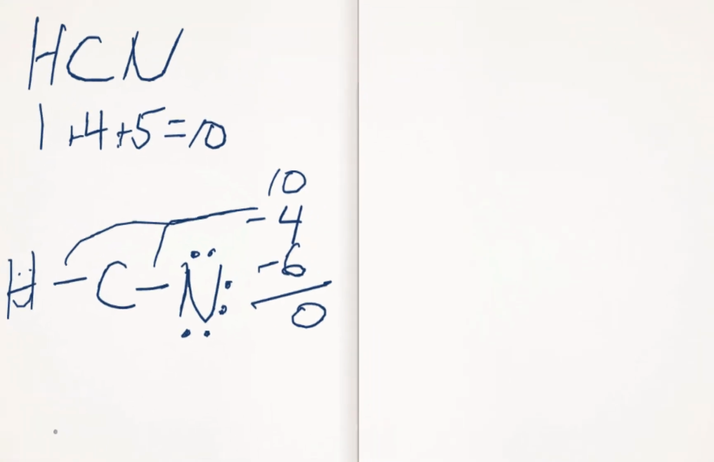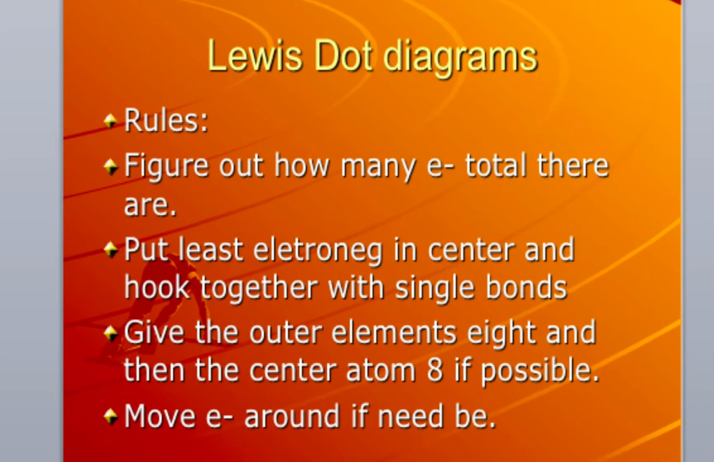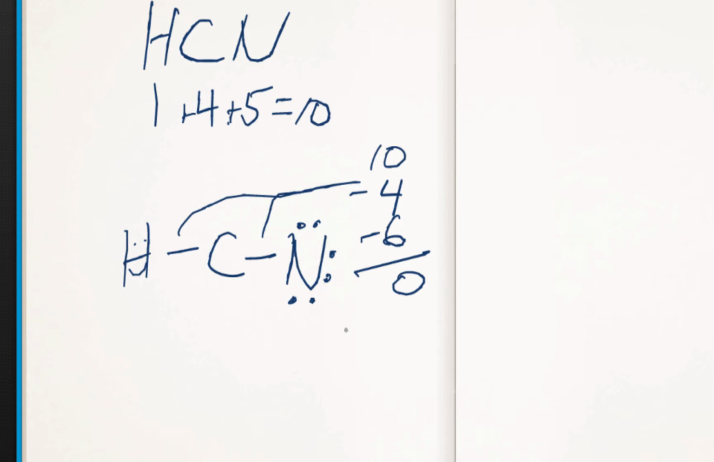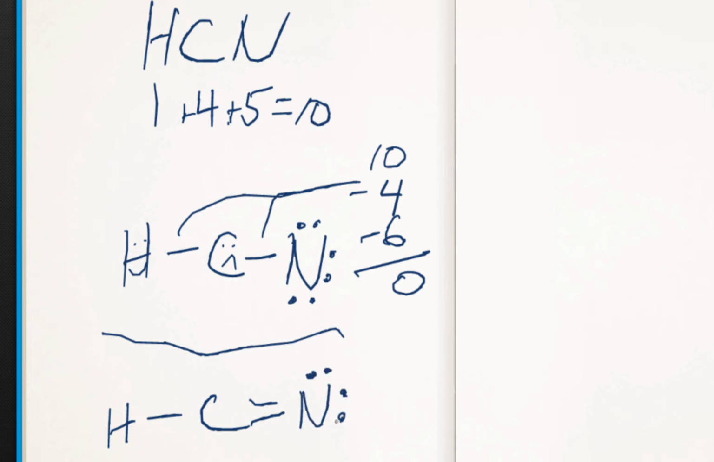The last step says move electrons around if need be. The problem with what I have right now is nitrogen's happy, carbon is not. So I can feel free to move any lone pair that I've got to make a double or triple bond if I want to. So let me move one of them. I'm going to move one lone pair from the nitrogen to the bond area and make a double bond. Now I only have two lone pairs, and I move the other one to that double bond.